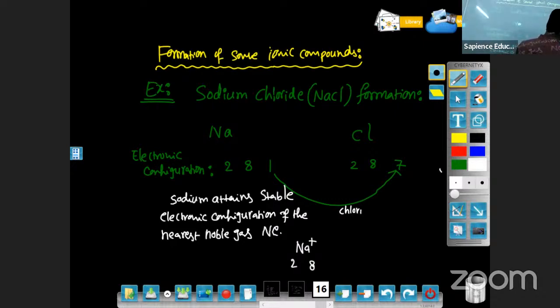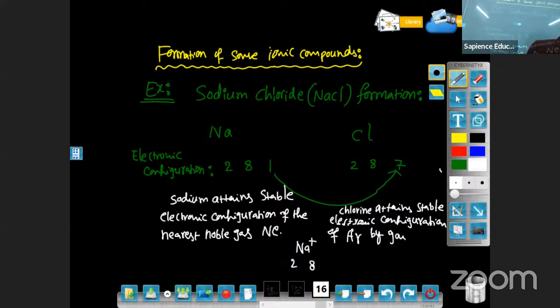Chlorine attains stability. Okay, attains stable electronic configuration of argon by gaining one electron. Now it becomes Cl minus, electronic configuration 2, 8, 8. Write that.